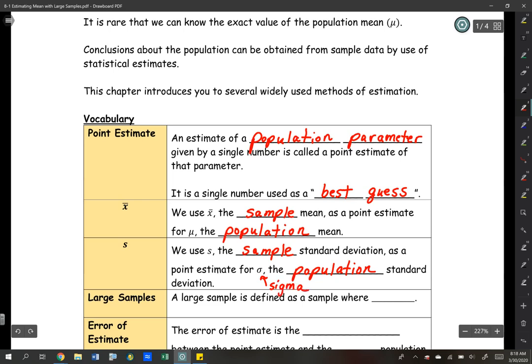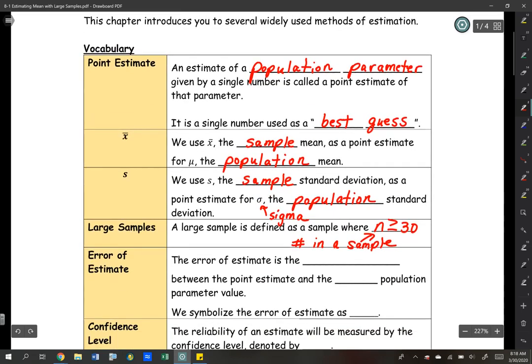A large sample is defined as a sample where n is greater than or equal to 30. So n represents the number in a sample. The error of estimate is the difference between the point estimate and the true population parameter value. We symbolize the error of estimate as capital E.